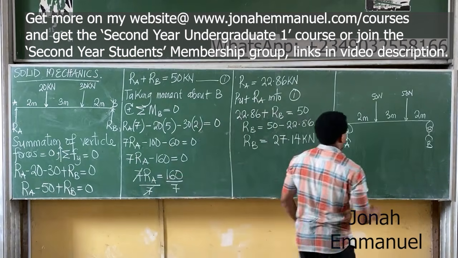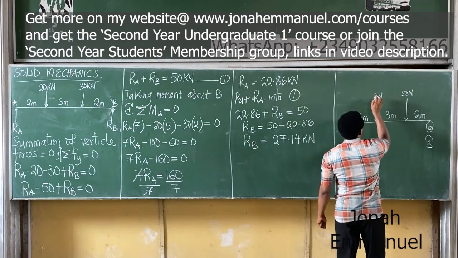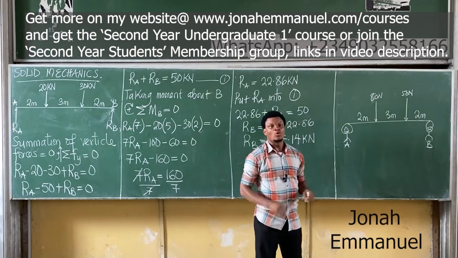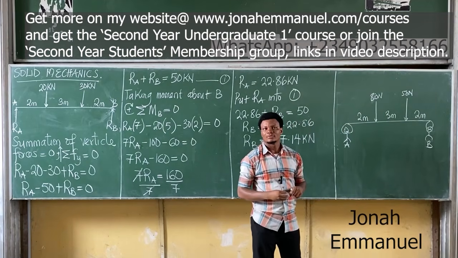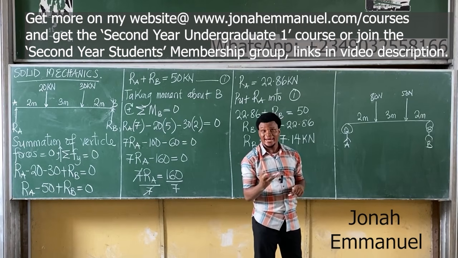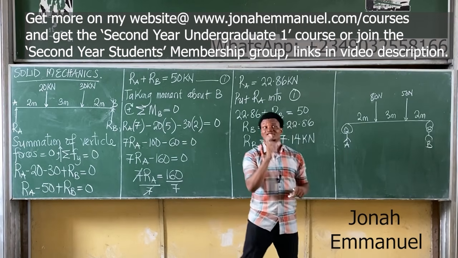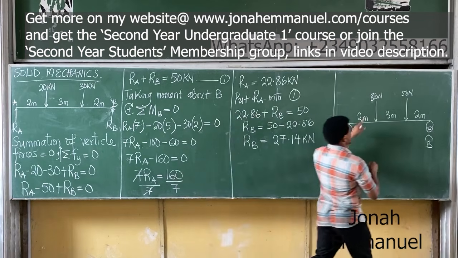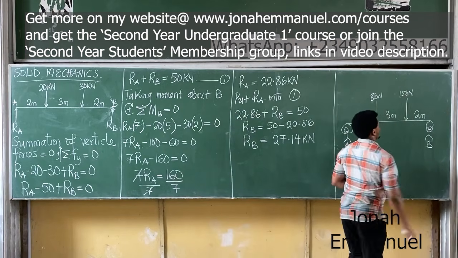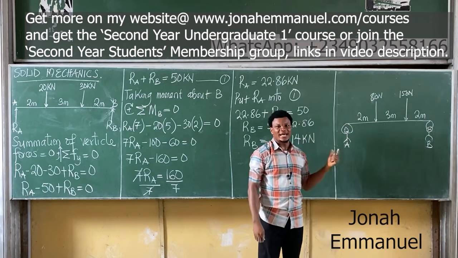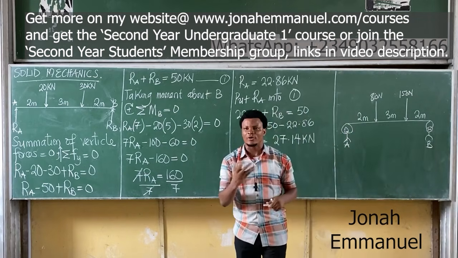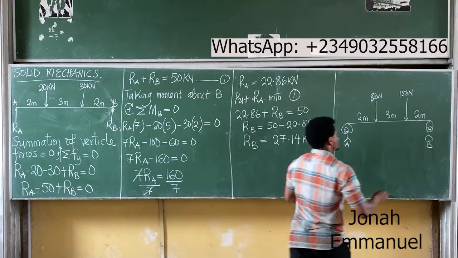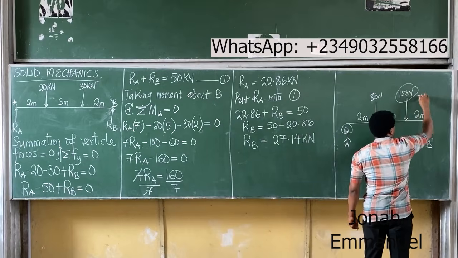If I come here and place a greater load here, let's call this 80. Between man A and B, who will feel greater force? A. Why A? Because the greater load is close to A. Fine. This is 80. This is 150. Between A and B, who will feel greater force? B. Why B? Because the greater load is close to B.